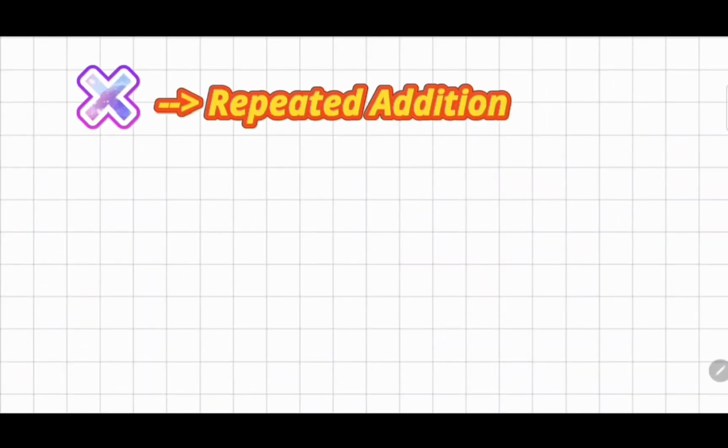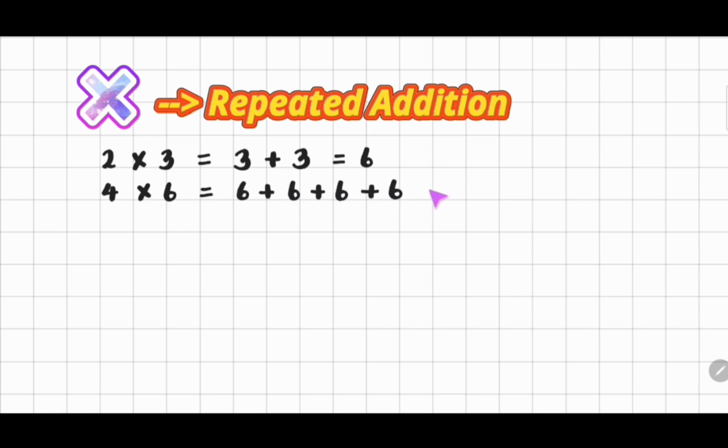The basic idea of multiplication is repeated addition. For example, we can write 2 times 3 as 2 3's being added together. And when we add those 3's together, we get 6. Here is another example. We can write 4 times 6 as 4 6's, which equals 24.